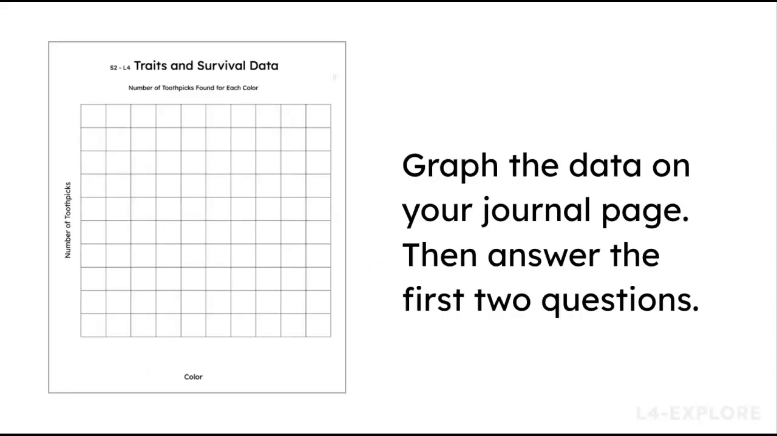You'll provide students with the Traits and Survival Data student journal pages. They will create a bar graph to show the amount of toothpicks found of each color. Once they have finished the bar graph, have students answer the first 2 questions. They will come back to the last question at the end of this lesson.